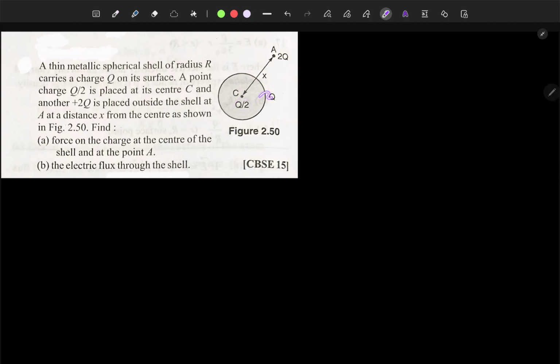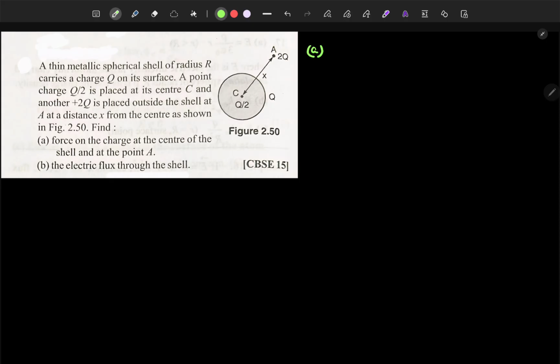And another charge plus 2Q is placed outside the shell at a distance x from the center, at point A. So the question is, find the force on the charge at the center of the shell and at the point A. So how to solve?